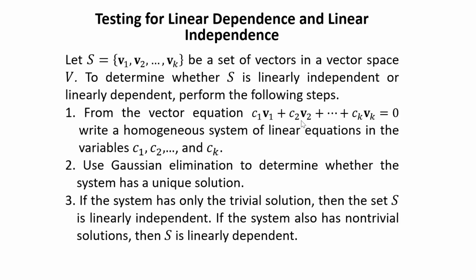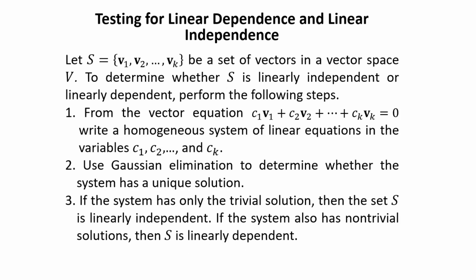Multiply them by scalars c sub 1, c sub 2, and so on, add the result, and equate it to 0. So write a homogeneous system of linear equations in the variables c sub 1, c sub 2, up to c sub k. Next, use Gaussian elimination to determine whether the system has a unique solution. If the system has only the trivial solution, then the set S is linearly independent. However, if the system has non-trivial solutions, then the set S is linearly dependent.